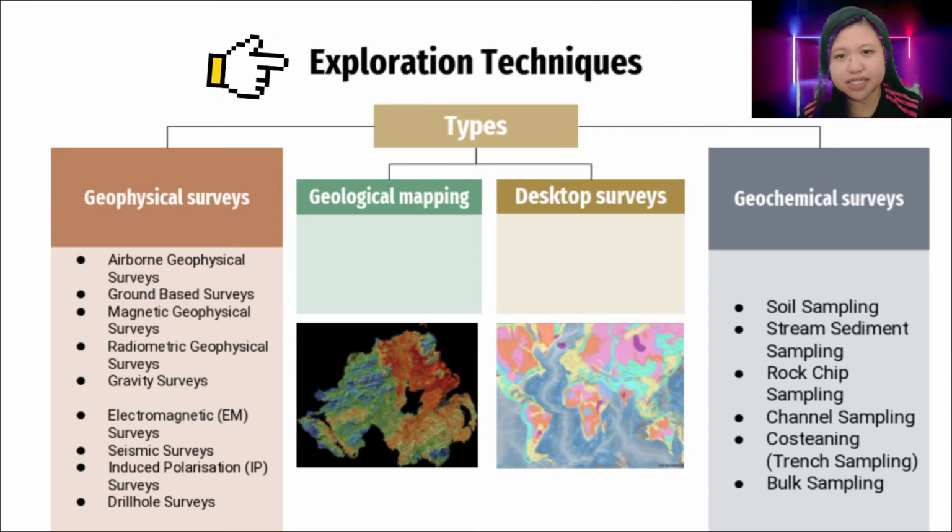Exploration techniques. Exploration usually begins with low-impact operations, including desktop testing and field inspections, to assess if signs of minerals or petroleum are present. It is achieved before more intensive technologies such as geochemical sampling, exploration, and geophysical surveys are carried out. So there are 4 types of exploration techniques: the geophysical surveys, the geological mapping, desktop surveys, and the geochemical survey.